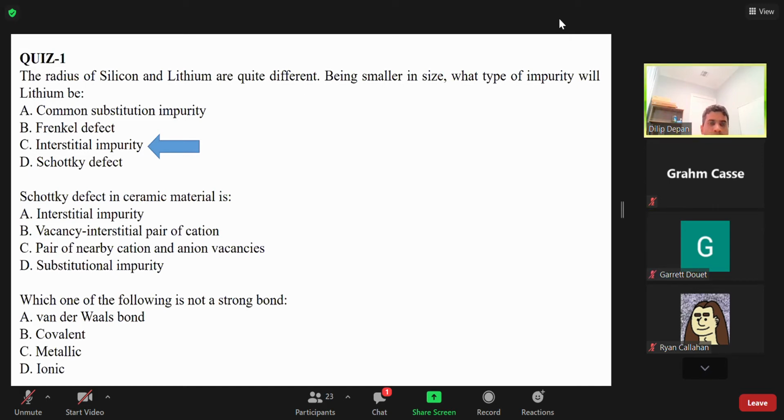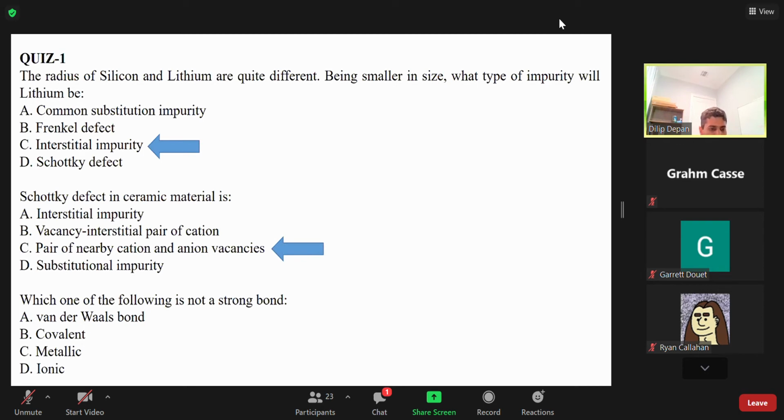Yes, in a Schottky defect, a cation and anion, to maintain the stoichiometry and to maintain the charge, they both are missing, creating a vacancy. So it is known as a pair of nearby cation and anion vacancies. Right answer is C.